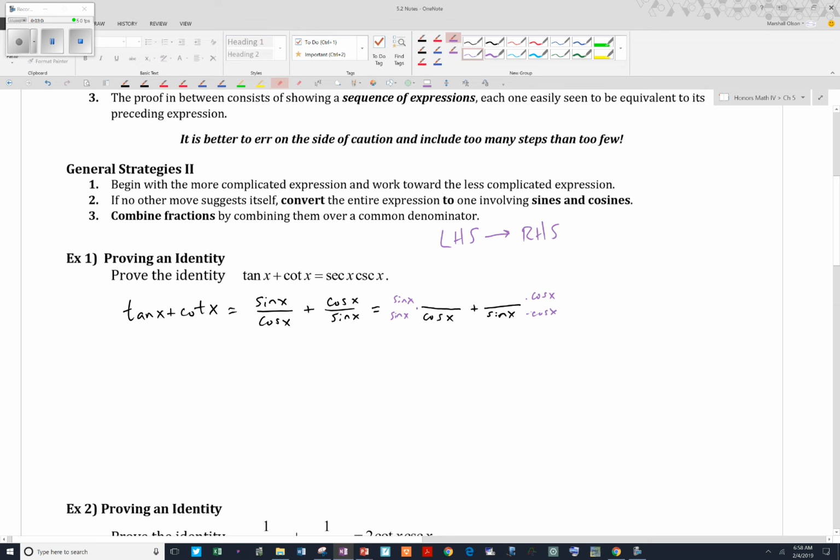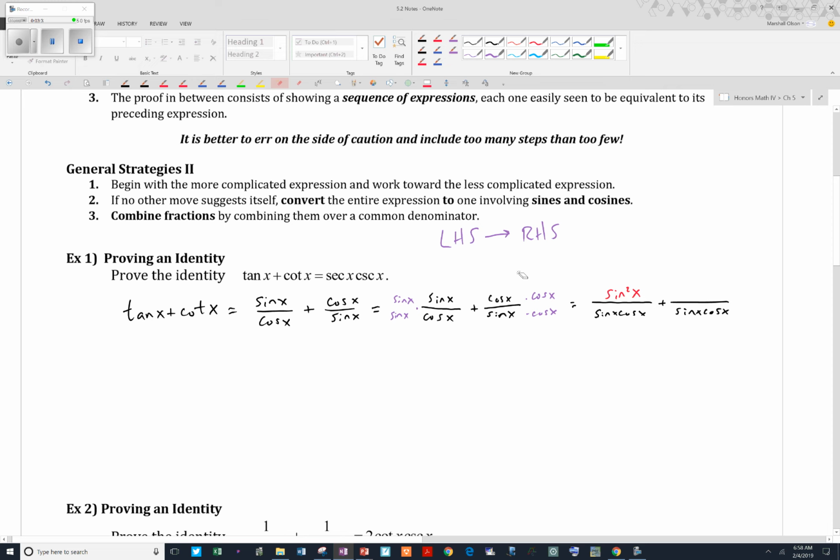Okay, so my numerators right now are the same in these, sine on this one, cosine in this one, but in my next step, I'm going to have that common denominator in each, sine times cosine. I'm going to just rewrite both expressions. So in our first expression here, when I multiply sine by sine, I get sine squared. And in the other expression here, I get cosine squared.